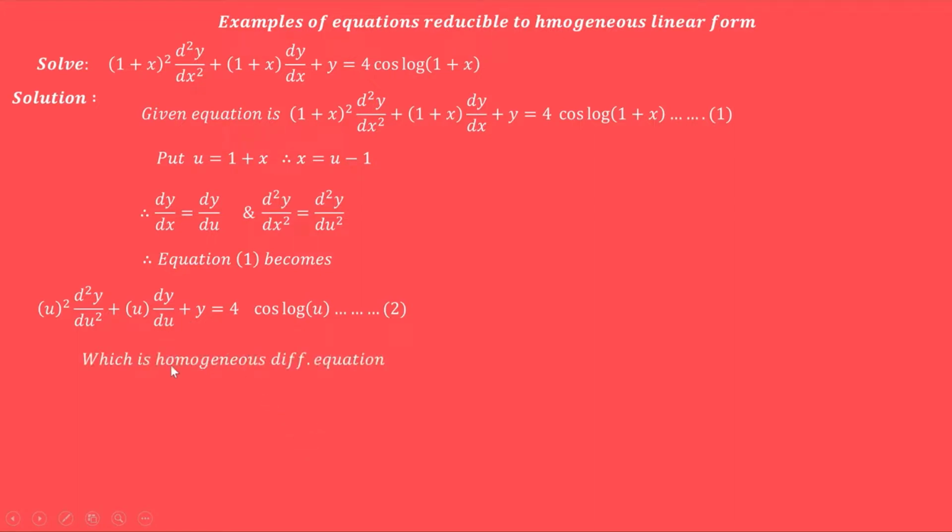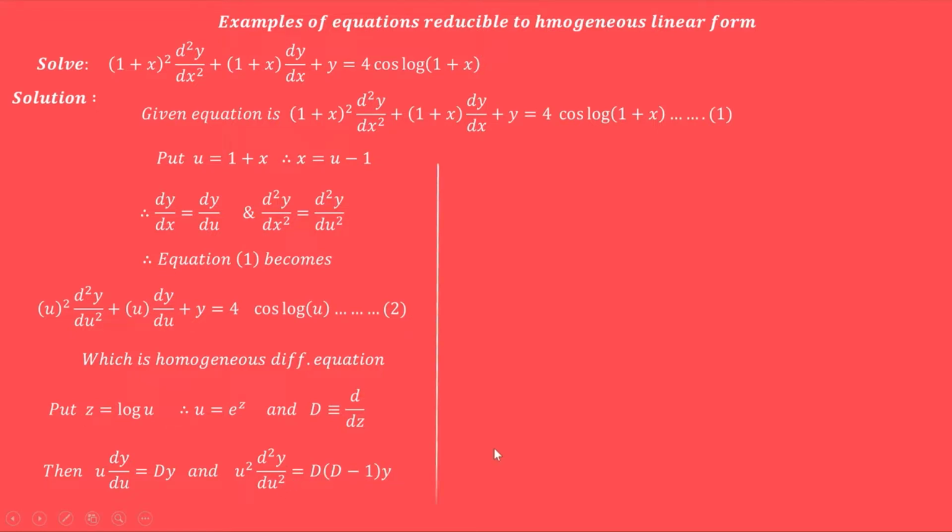So we should put z is equal to log of u. Instead of x, here is u. So we should put z is equal to log of u. That is, u is equal to e raised to z and capital D as d by dz. And then u into dy by du will become capital D y, and u square d2y by du square will become D into (D minus 1) into y.